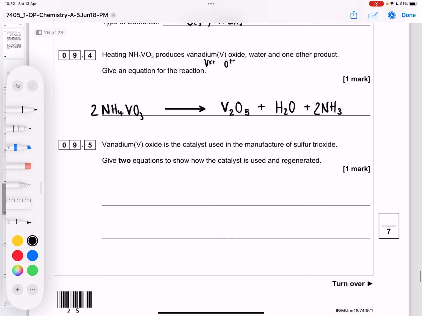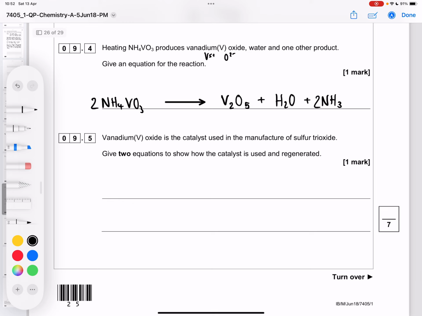Vanadium 5 oxide is the catalyst in the manufacture of sulfur trioxide. This is just memory work. So we need to know that we take the vanadium 5 oxide and we react it with sulfur dioxide, and that oxidizes the sulfur dioxide to sulfur trioxide or sulfur 6 oxide, and the vanadium is reduced to 4+.